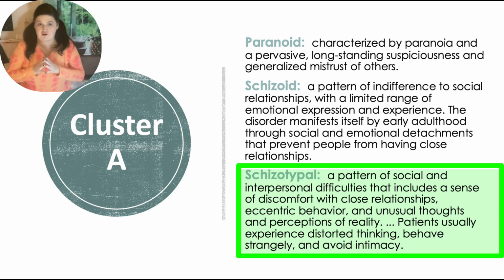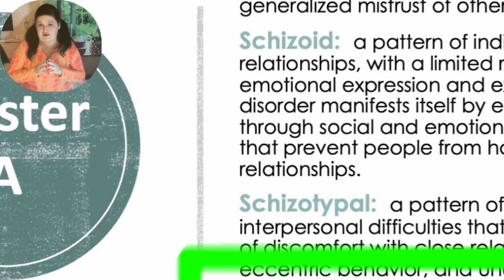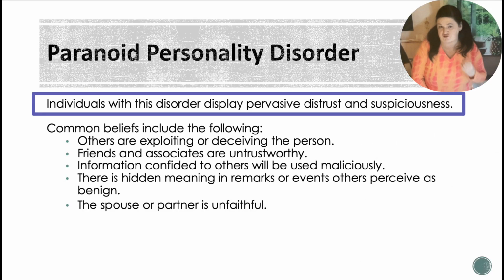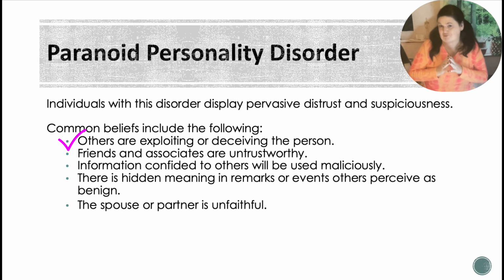All right, so I'm going to talk a little bit more about paranoid personality disorder. They display, again, pervasive distrust and suspiciousness. Some common beliefs include that others are exploiting or deceiving them, and that friends and associates are untrustworthy. All right, so there's a lot of accusations, right?